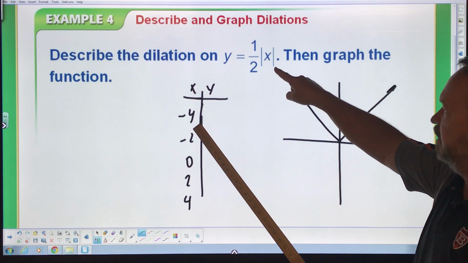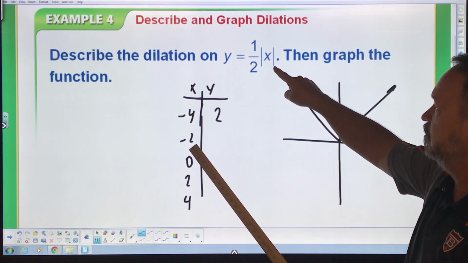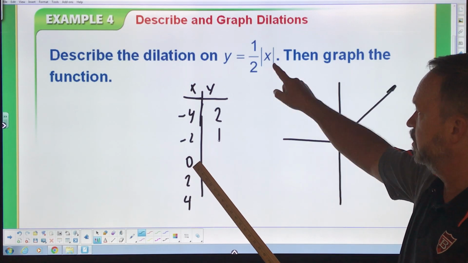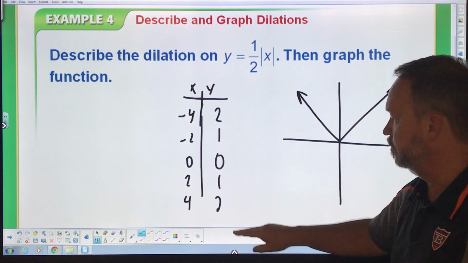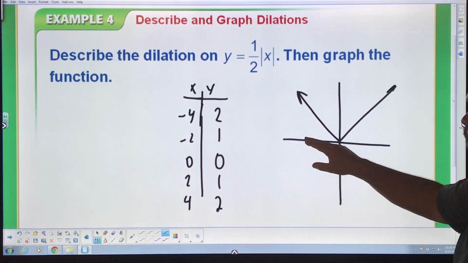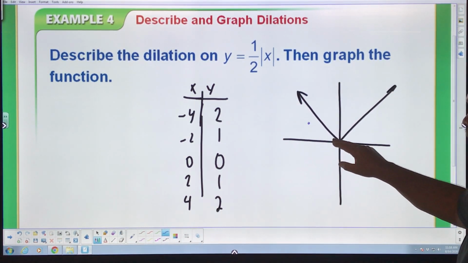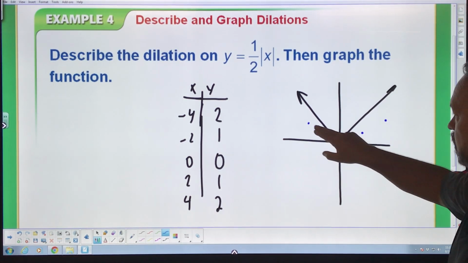What's the absolute value of -4? 4. What's half of 4? 2. Absolute value of -2? 2. What's half of 2? 1. 0, 0, 2, 1, 4, 2. Take the time to plow through those and see. So, -4, 2, -2, 1, 0, 0, 2, 1, 4, 2.